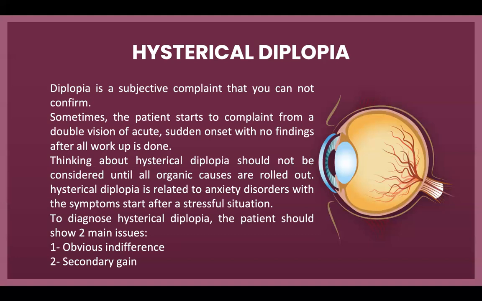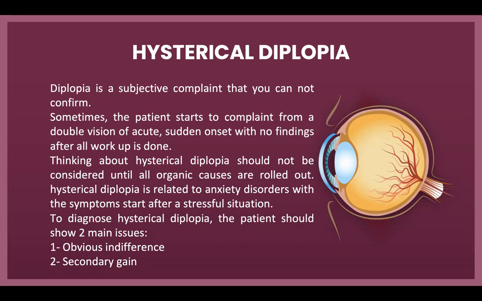Conversion diplopia you can differentiate from other types of diplopia with two criteria. The first one is la belle indifférence, and the second one is secondary gain. With the indifference, the patient complains of diplopia, but is not taking it seriously. The patient is indifferent, it is not important to him, and he will not complain every now and then, and will not stress himself as he has diplopia.